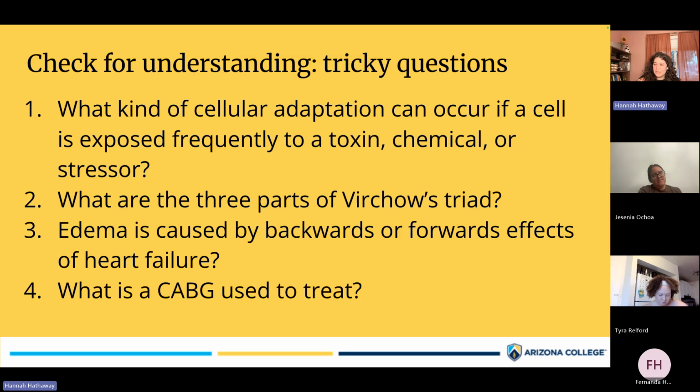What is a CABG, or that's a coronary artery bypass graft, used to treat? So the name gives it a hint, coronary artery. So we're talking about heart stuff. And the coronary artery, that's the artery that supplies the heart. So a CABG is used to treat myocardial infarction or angina. Or I guess we could also say coronary artery disease. Those are subtypes of, too many terms all for the same thing.